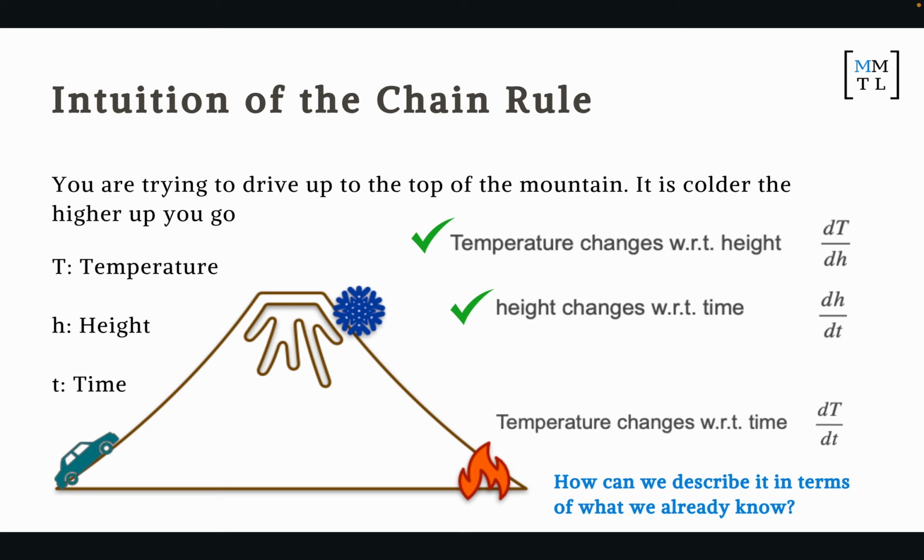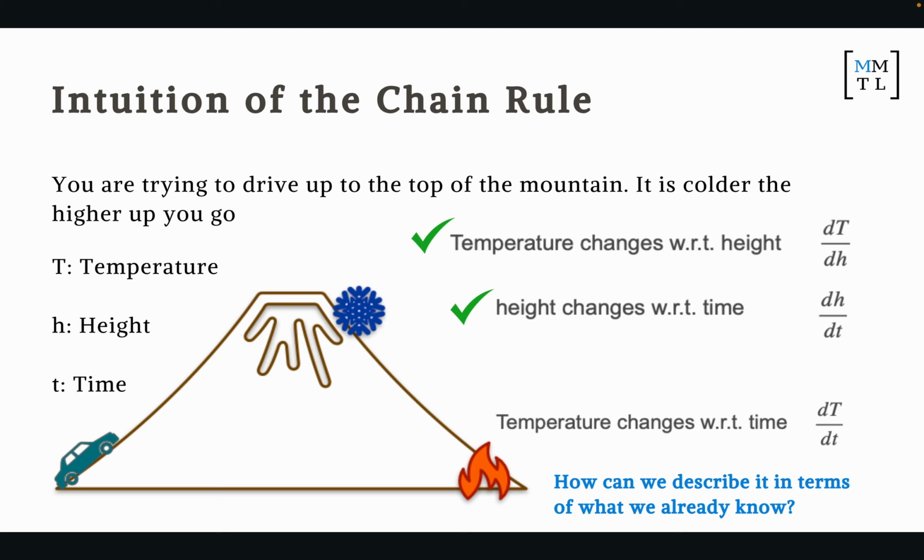So this is how temperature changes with respect to time. What we know is that when we go higher, how much the temperature falls. We also know that when we go further along the time axis, our height will be increasing. But we have to relate these together in order to figure out how the temperature changes with respect to time. So how can we put it together? What is dT over dt in terms of the two things that we already know? Multiply them together.